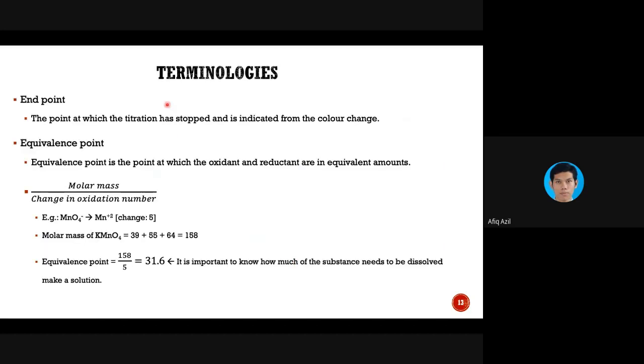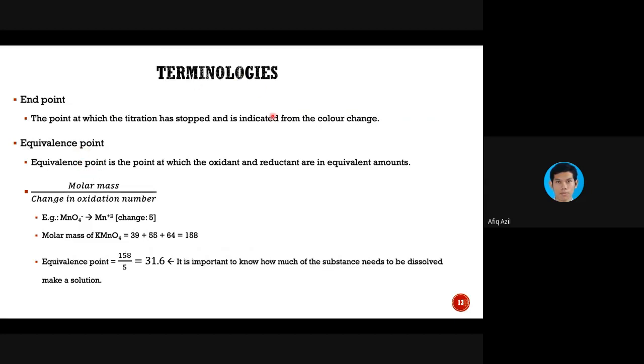So some of the terms that you will need to know for redox titration. So endpoint, which is the point at which titration stops, and this is indicated by the color change of your test solution. And also you have your equivalence point. So this is the point at which oxidant and reductant are in equivalent amounts. So the definition of equivalence point will be different for redox compared to maybe acid and base.